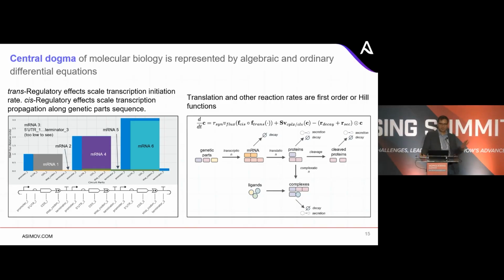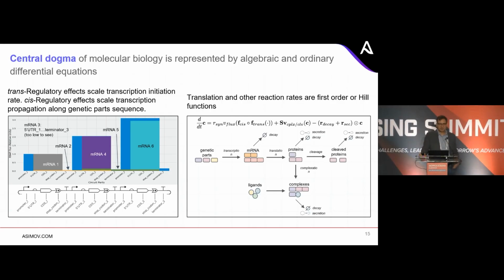So transcription is represented here on the bottom left. It's basically an accounting of initiation and termination. Initiation is typically scaled by trans-regulatory effects. So the promoter strength, or the activity of a particular promoter in the presence of transcription factors of a particular abundance, right? And then propagation of RNA polymerase or of ribosomes often is scaled by cis-regulatory effects, right? So how effective is your terminator? How leaky is your terminator?